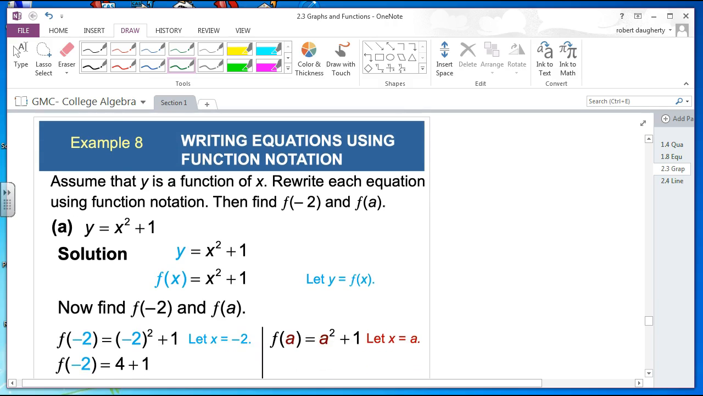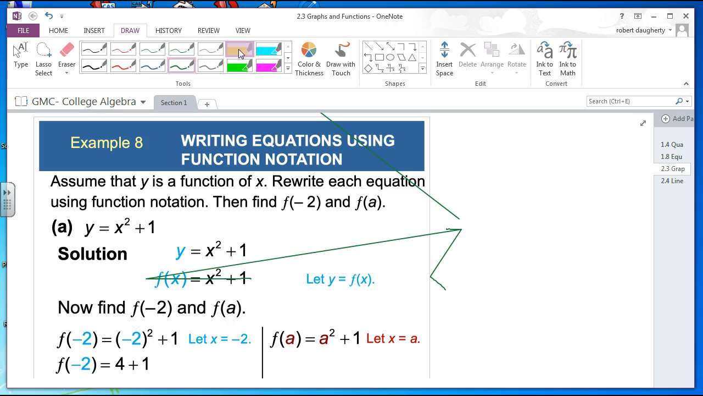The last thing is just writing something in function notation. So if y is equal to x squared plus 1, to write that in function notation, it's just going to be f of x is equal to x squared plus 1. So all you're doing here is replacing the y with f of x for function notation.